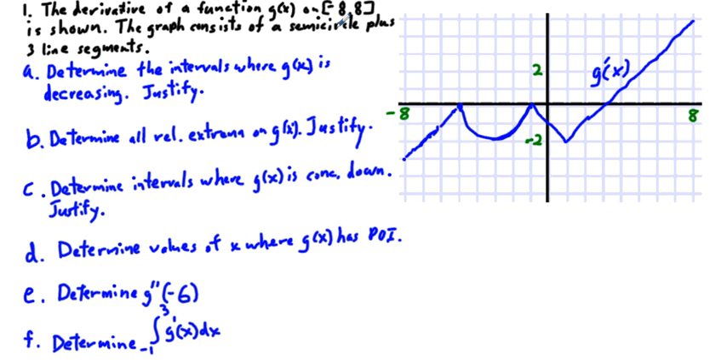Determine, we have the derivative function. Actually, it should be g prime of x is shown. The graph consists of a semicircle plus 3 line segments. Here we have the semicircle and we have 3 line segments. Determine the intervals where g of x is decreasing.